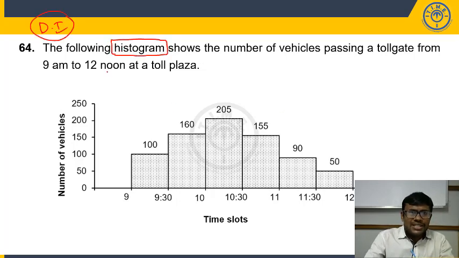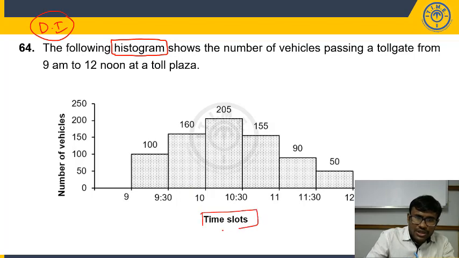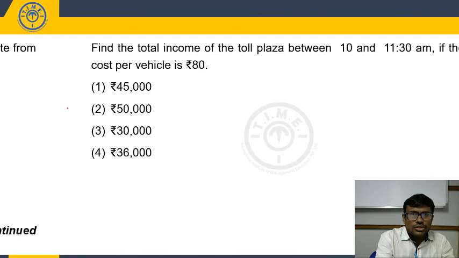What is given? The following histogram shows the number of vehicles passing a toll gate from 9 a.m. to 12 noon at a toll plaza. Okay, so 9 to 9:30, 9:30 to 10, 10 to 10:30. The data is given clearly. Okay, so it is time slots versus number of vehicles. So what is the question?